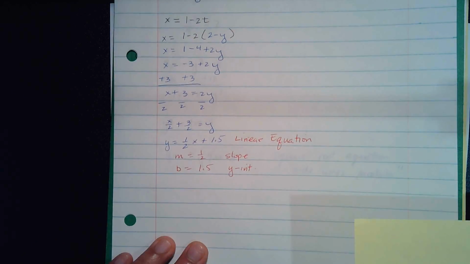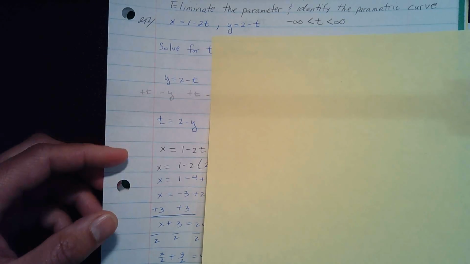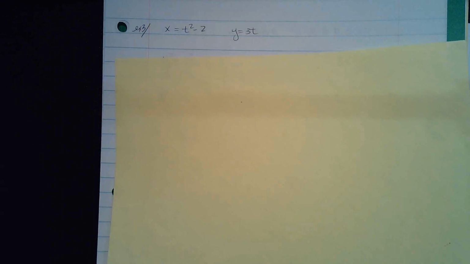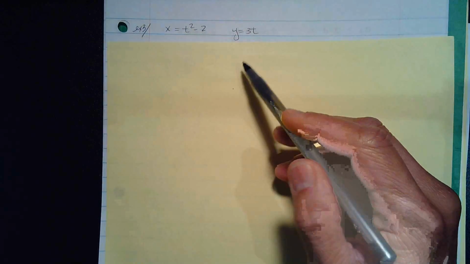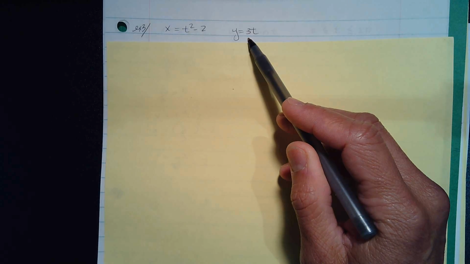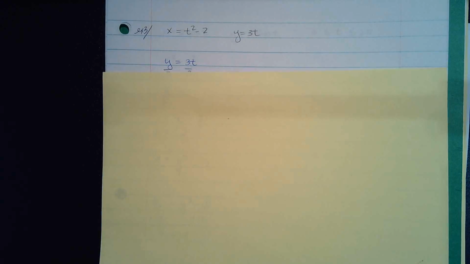Okay, so again, the first thing you're going to do is choose which equation is the easiest to isolate t. Example 3. We're going to do the same thing. So it's easiest to isolate t using the y equation because all we have to do is divide by 3. Here, if you start working with it, you have to add 2 and then take the square root. So always choose the easier equation.